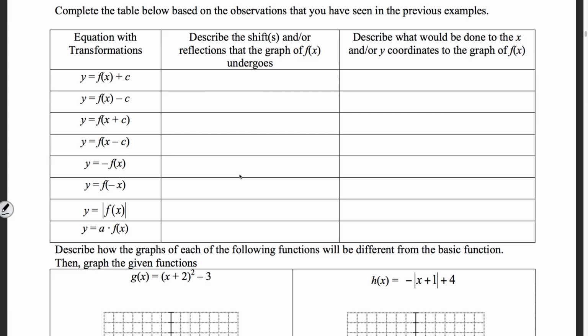And what we want to really focus on is the differences between column 1 and column 3 as we write these. So in the middle, we're going to describe the transformations. And then at the end, we're going to describe what happens to the points. So if we had f of x plus c, all right, this is similar. If you flip back to page 4, I believe it was, which of the transformations was this similar to?